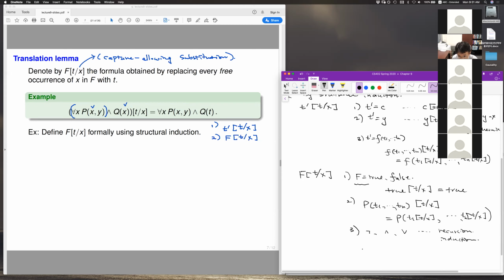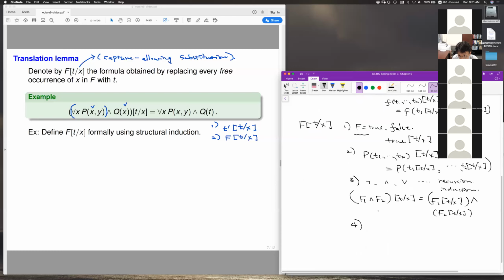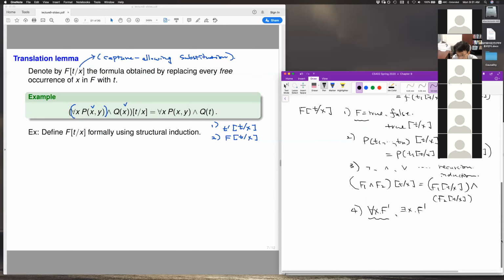To give you one example, if you have formulas F1 and F2, then substitution is defined as follows. We substitute x with t for formula F1, and then we do the same thing for formula F2, and then combine the outcomes together using conjunction. The last case is the most interesting case here. We have universal and existential quantification. The cases are essentially treated the same way, so I'm only going to talk about the first case. Let's use y instead of x here.